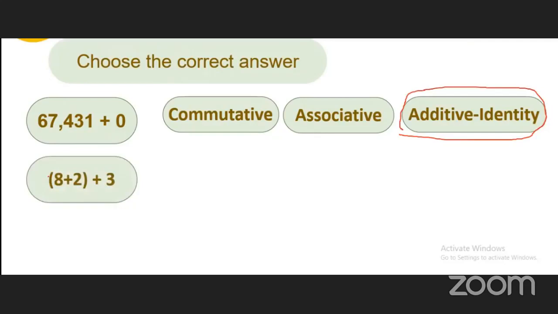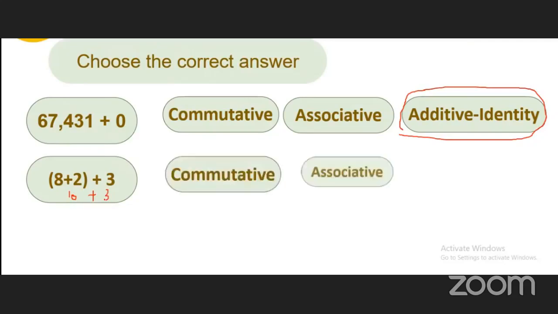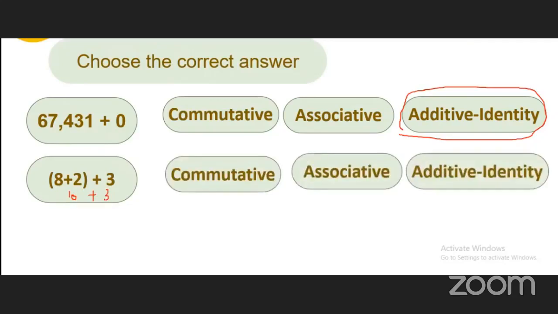Number 1. Here between brackets, 8 plus 2, plus 3. So I have here parentheses, so we should solve this first. Okay, then add it to the other addend. And this property is called commutative or associative or additive identity? Excellent. It will be associative. Bravo.